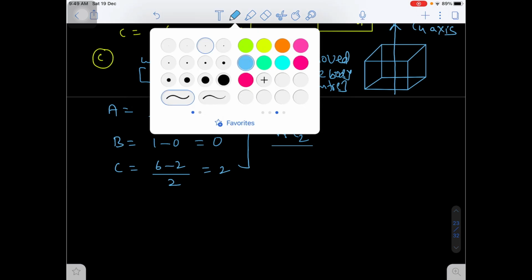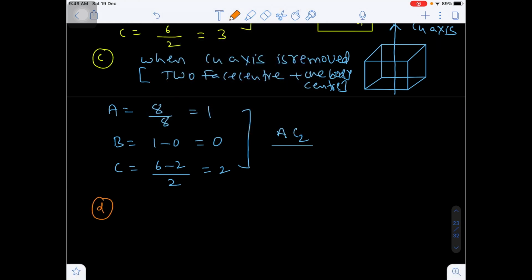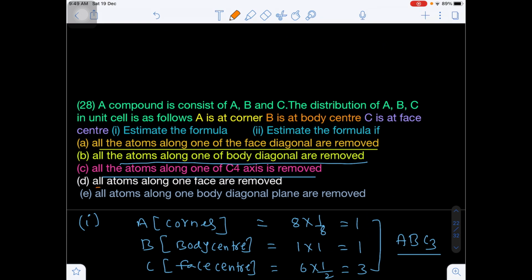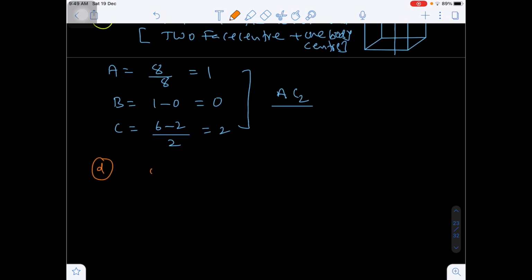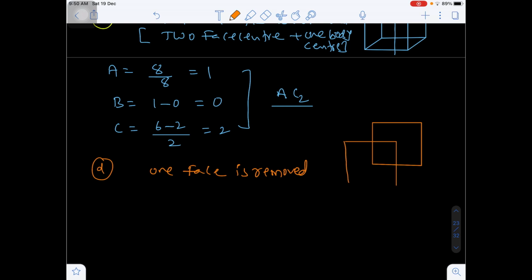Okay, now one more question is there, question number D. In question D, all atoms along one face are removed. So if you see, one complete face is removed. In a cubic unit cell there are a total of 6 faces. Now we are removing one face. What kind of atoms we are removing here is very, very important.